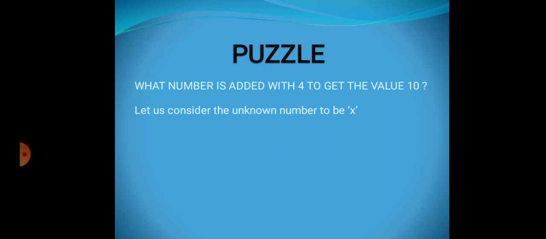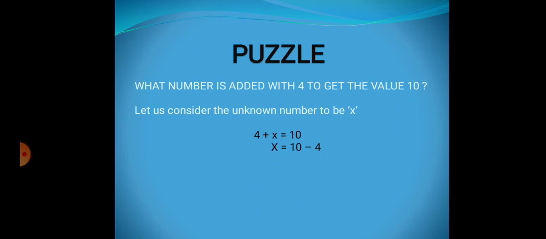Now let us represent the same thing mathematically. Let us consider the unknown number as x. Then how can we write this? So 4 plus x is equal to 10. This is called an equation because it helps us to write a large problem like this in a shorter way. Now let us find the value of x.